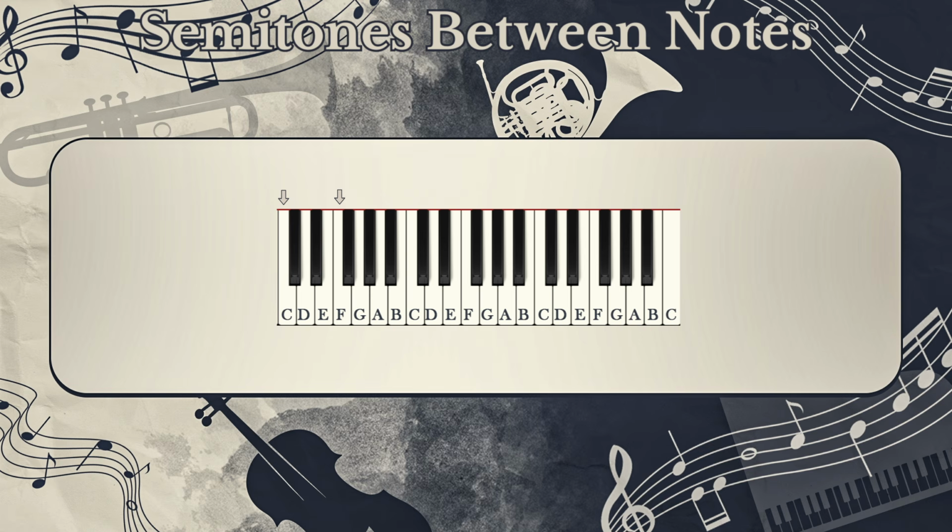We measure the distance between notes in semitones. To do this, we count all keys, both white and black, on the piano between two notes. For example, between C and F, there are 5 semitones.